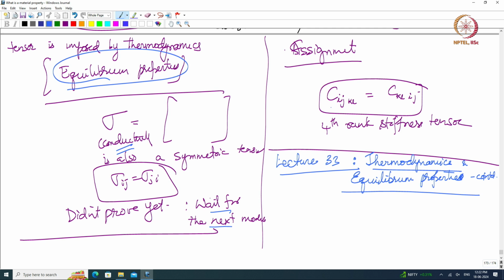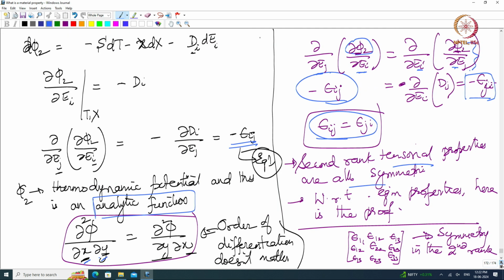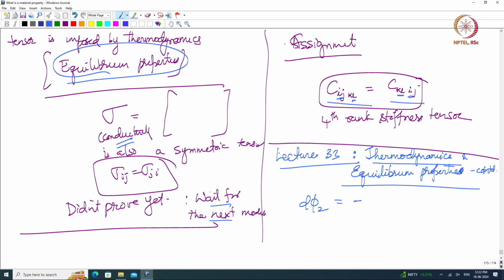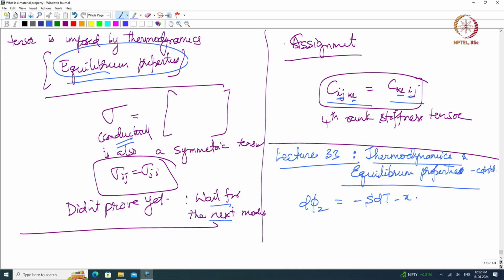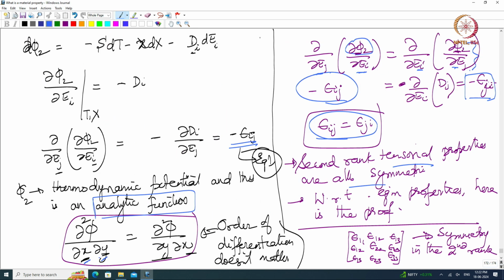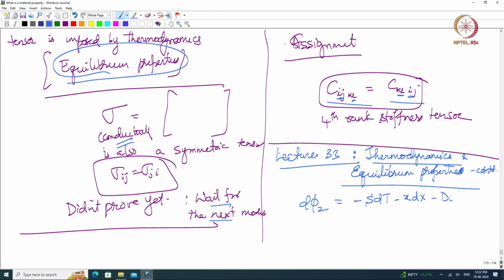And last class we ended by saying, why don't you take the stiffness tensor and prove that Cijkl is equal to Cklij. So let us start there. I again take my d phi 2, let me go back and see what phi 2 is, that is minus s dT, where s is the entropy, minus small x dX, minus Di dEi.